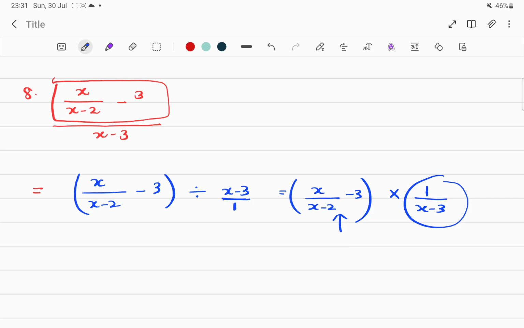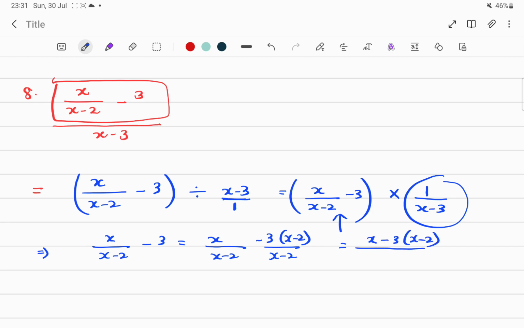Now this is the part we have to simplify. So let's take this one. x over x minus 2 minus 3 is equal to x over x minus 2 minus 3 times x minus 2 over x minus 2, which is equal to x minus 3 times x minus 2 over x minus 2, and if you expand this bracket, so x minus 3x plus 6 over x minus 2. So I got 6 minus 2x over x minus 2.